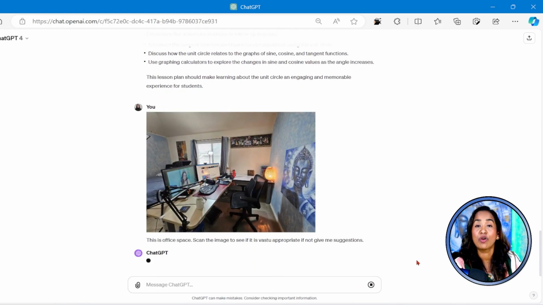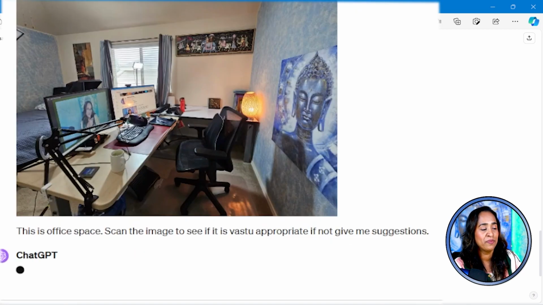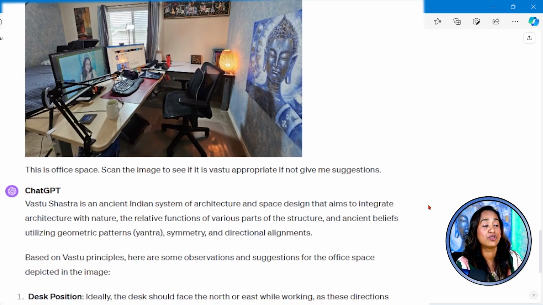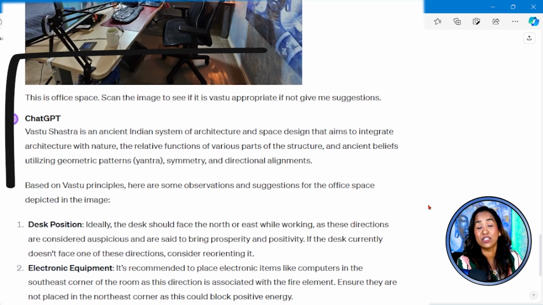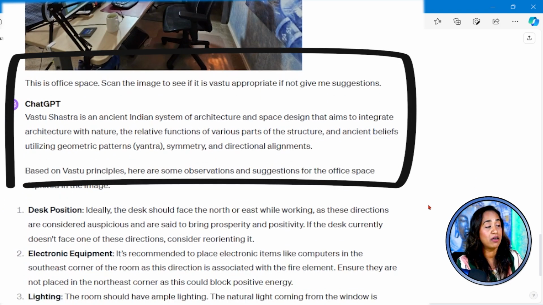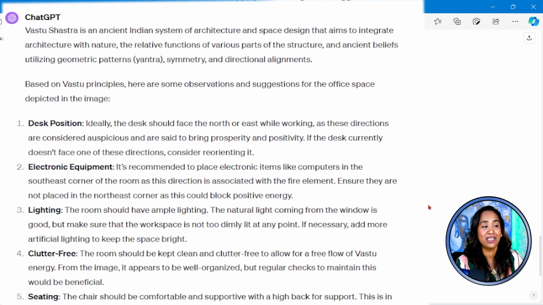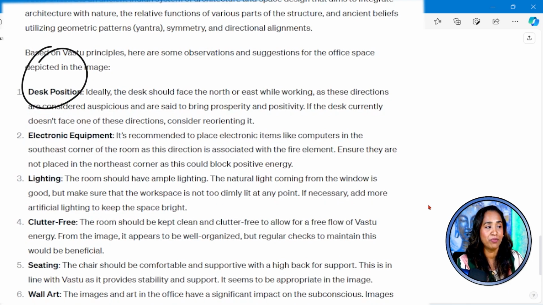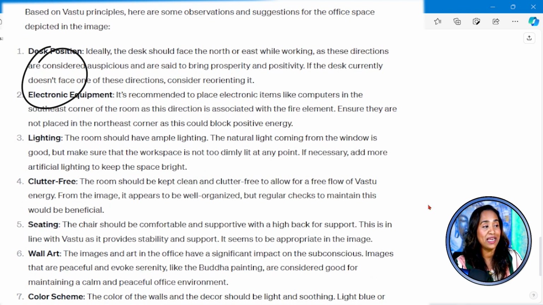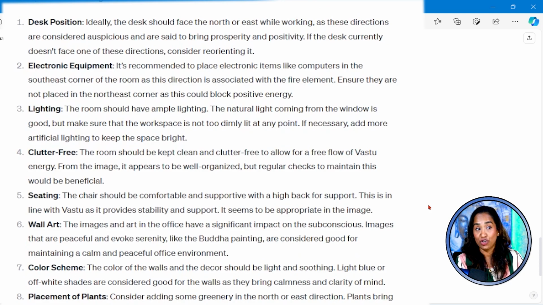And again, the more clear you are with your prompt, the better your output is going to be. So let's go ahead and see what ChatGPT has to suggest about the ancient approach to the architecture of my home office. Well, it started off by saying Vastu Shastra is an ancient Indian system of architecture, space design. It aims to integrate architecture, and so on. And then it's giving me the desk position. It says, ideally, my desk has to face north or east while I'm working, which actually it is.